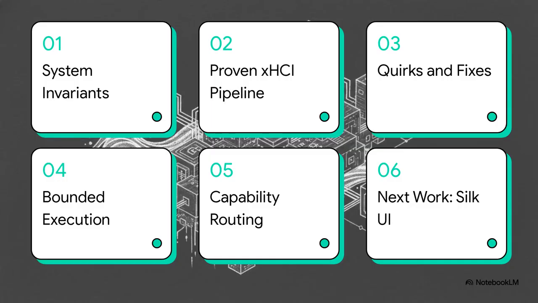Here is the roadmap for today's review. We'll start with our system invariants, walk through the proven XHCI pipeline, cover the hardware quirks and fixes, look at bounded execution, dive into PDX capability routing, and finally, outline our next work on the Silk UI integration.